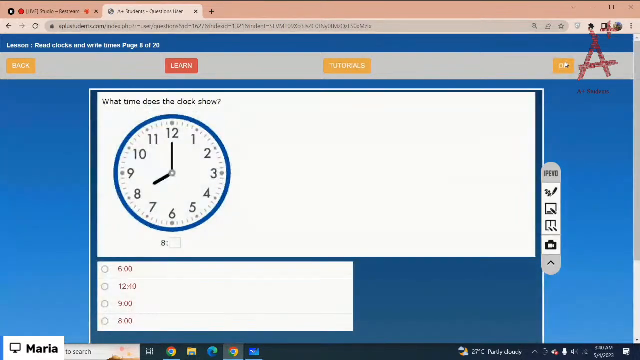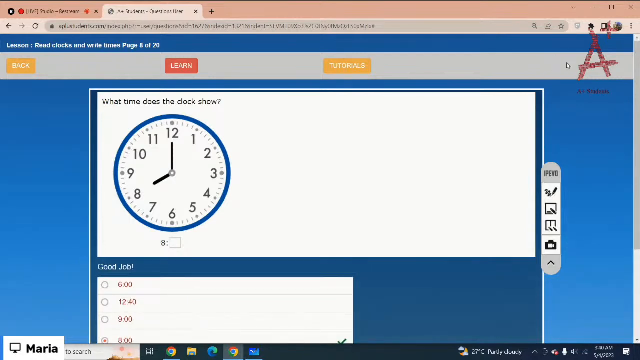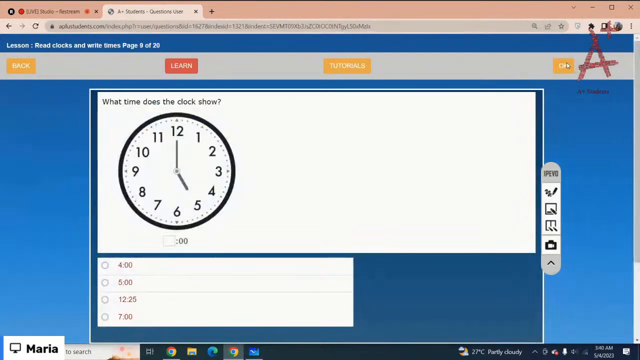Okay, what time does the clock show? It would be 8. What time does the clock show? Yes, we are almost done. Yes, it would be 5. The correct option is 5.